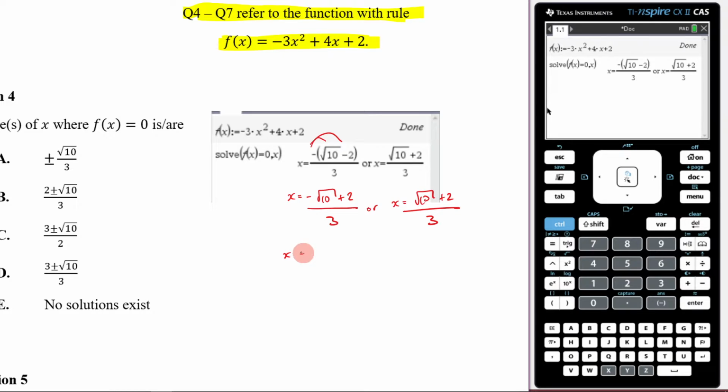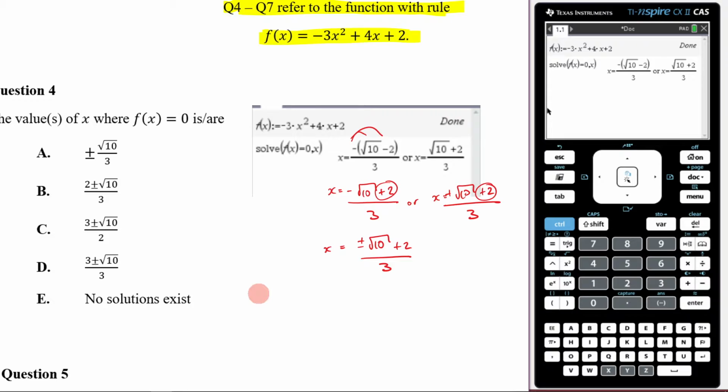Now it's quite clear that we've got a negative square root and a positive square root. So this is plus or minus the square root of 10. As you can see, plus 2 both times. So that's what my answer is going to look like. Plus or minus the square root of 10 plus 2. And that is option B there. I've just got the 2 and the square root around the other way, but that doesn't change anything.